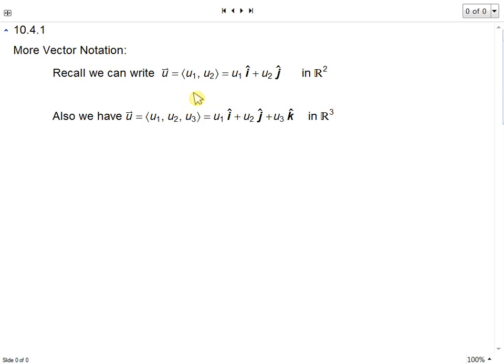Before we proceed, though, let's make sure we understand that with vectors in 2D or 3D, you can rewrite them using the unit vectors, the standard basis vectors, i hat, j hat, and then in 3D, k hat. If you take the components of the vector and put the first component in front of i, add the second component in front of j, then that's the same vector.